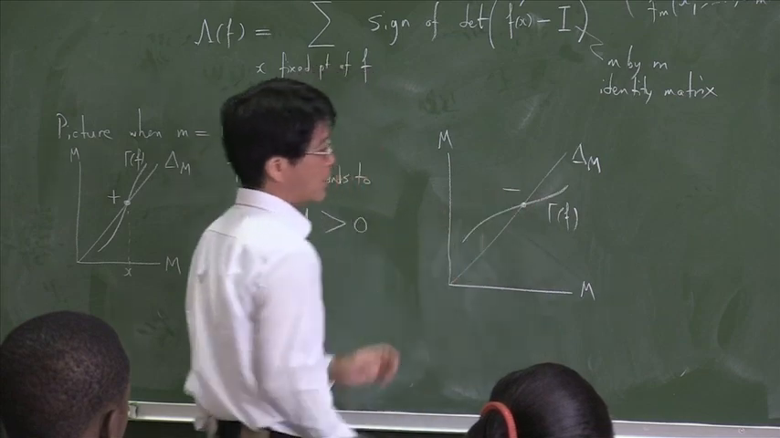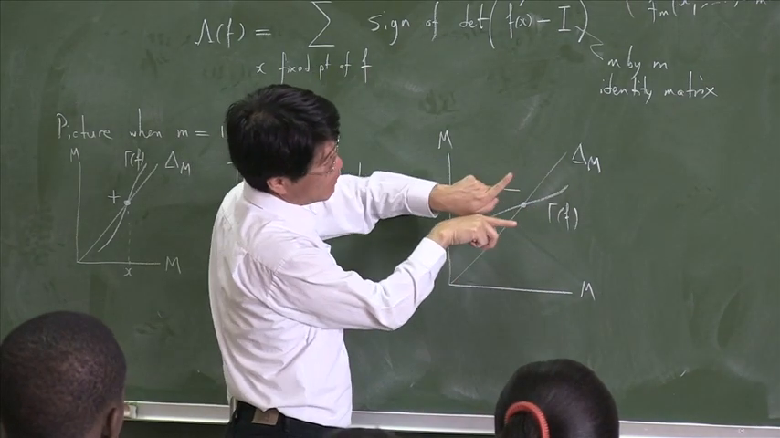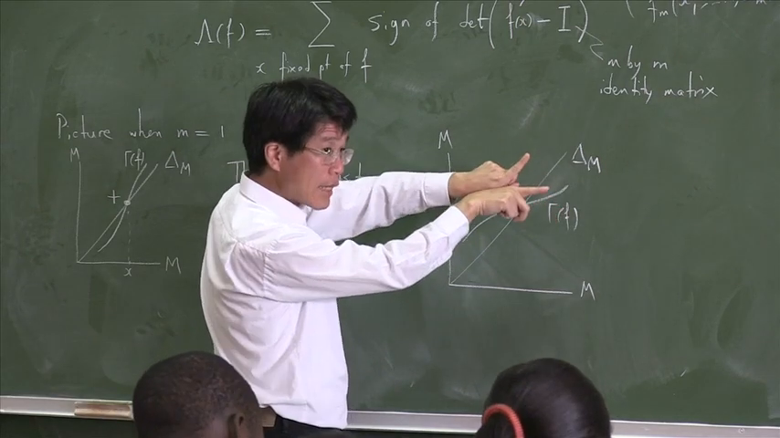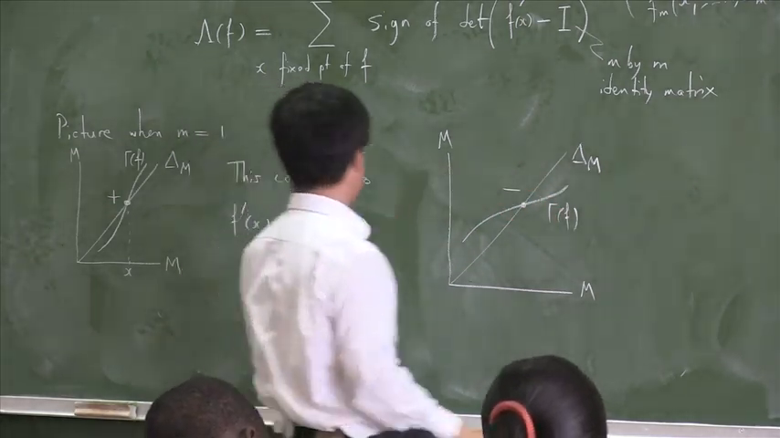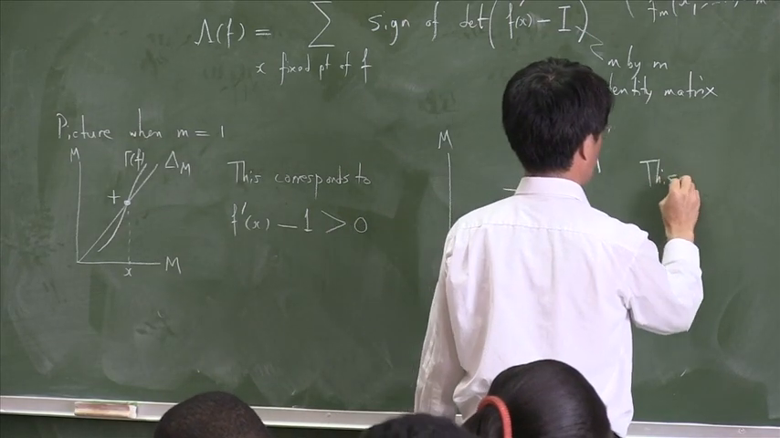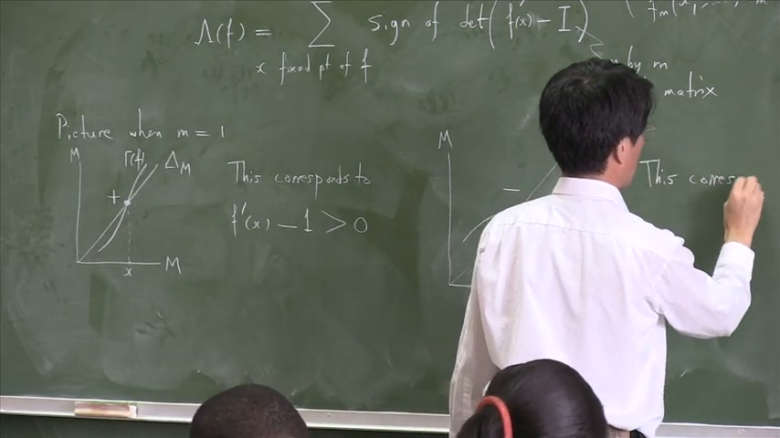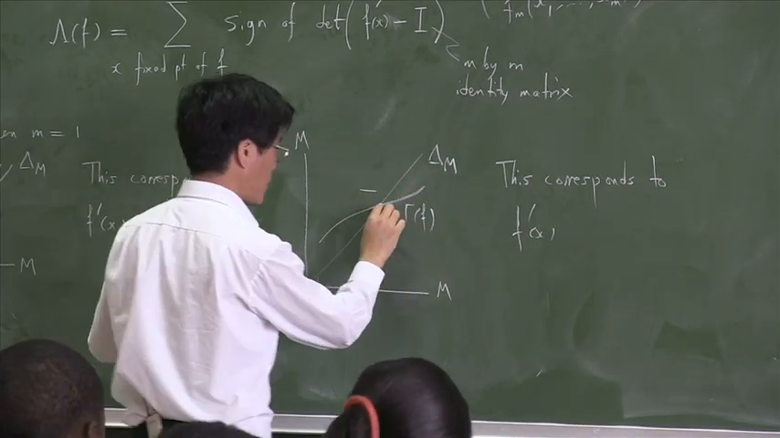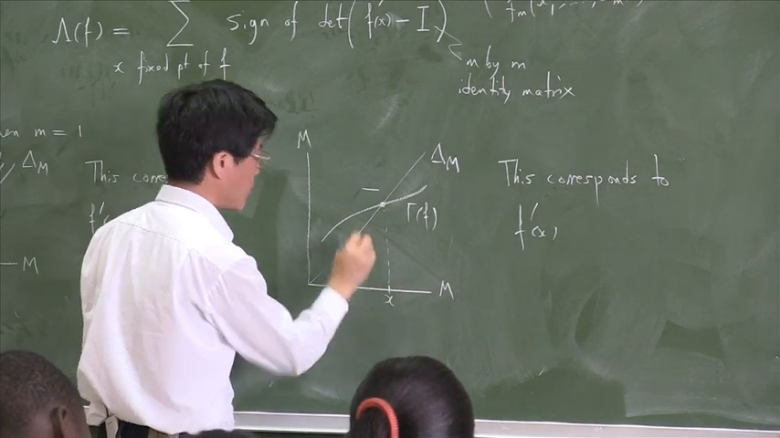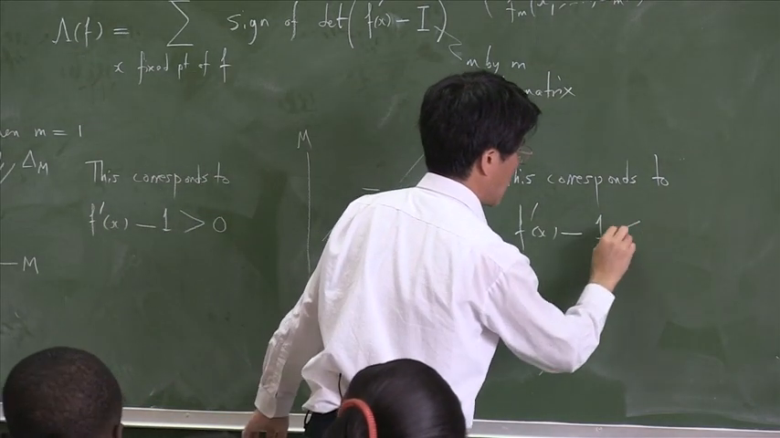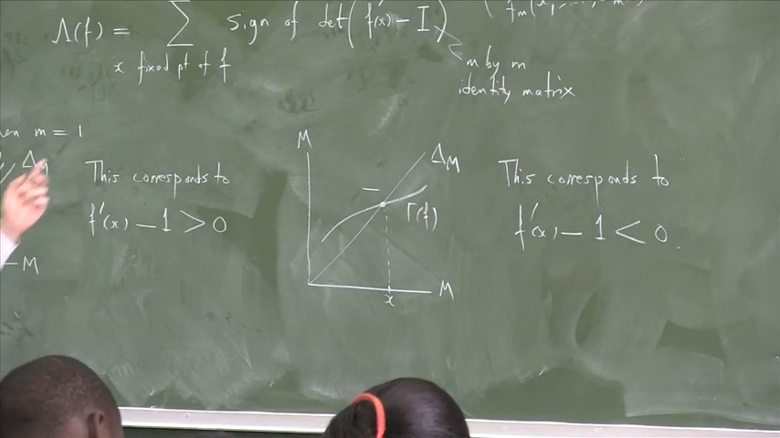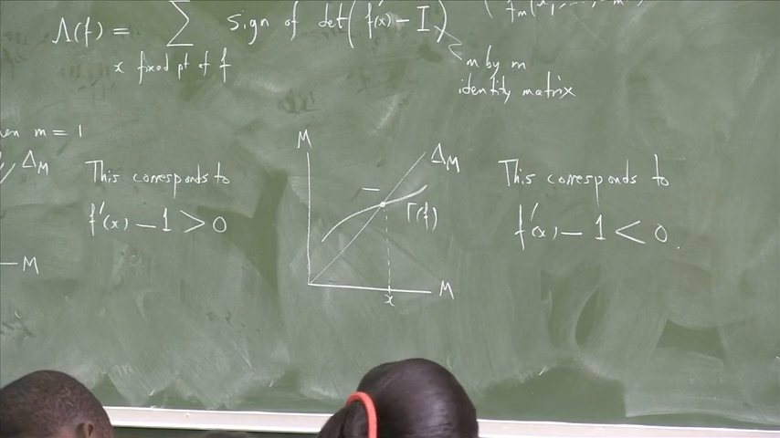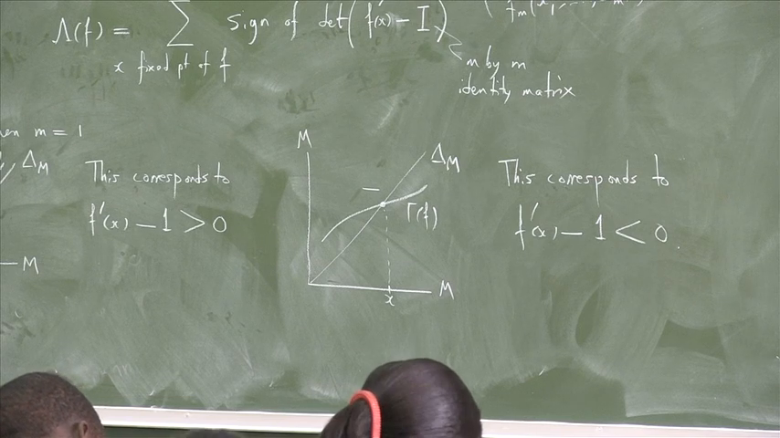Here, if you look at the picture, it's negative because delta, the diagonal, and the graph are like this, 1, 2, and that's the opposite orientation to the ambient orientation. So this corresponds to the derivative at this point, the fixed point, being less than 1. And because the determinant in the 1 by 1 case is just a number, this illustrates the formula that we have to prove.